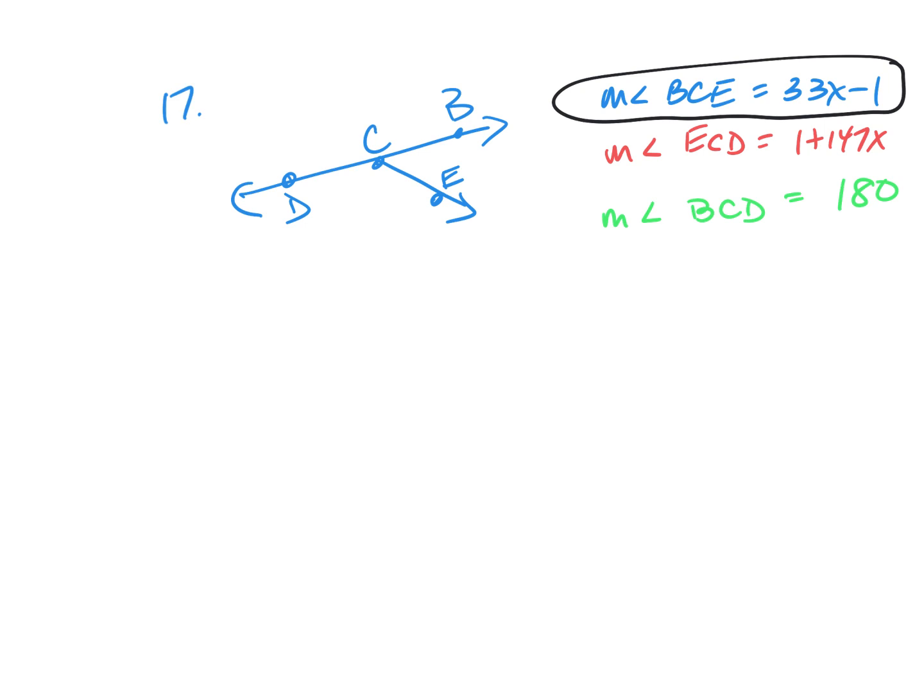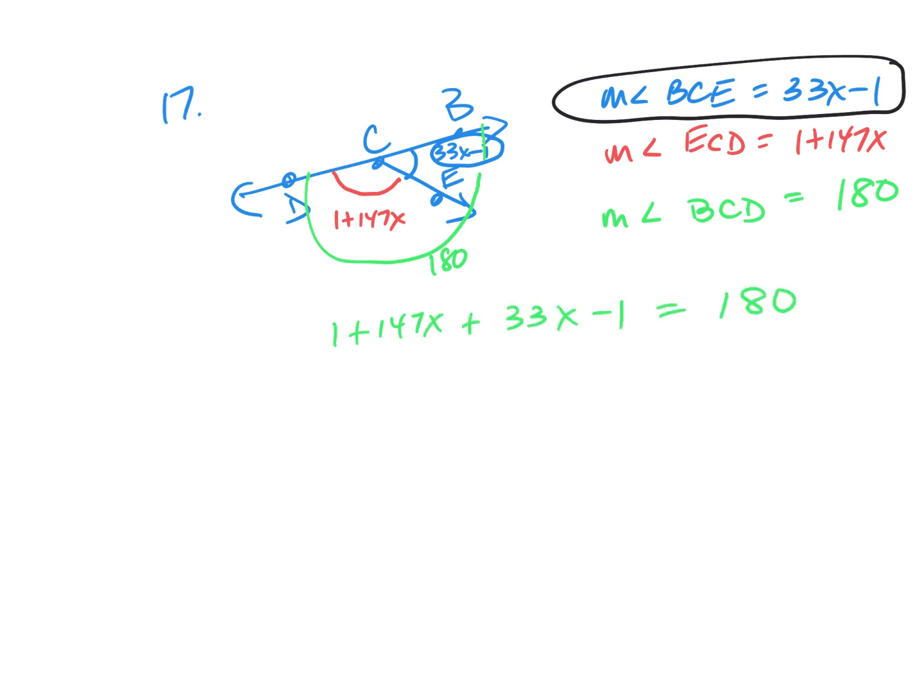All right, so they gave me the three measurements. So we're going to put them in. The blue guy, BCE, would be right here: 33X minus 1. The red guy, ECD, would be this guy here, and that's 1 plus 147X. And the green guy is the whole thing, which we know that a straight line measures 180, right? So that equals 180. So we have 1 plus 147X plus 33X minus 1 equals 180.